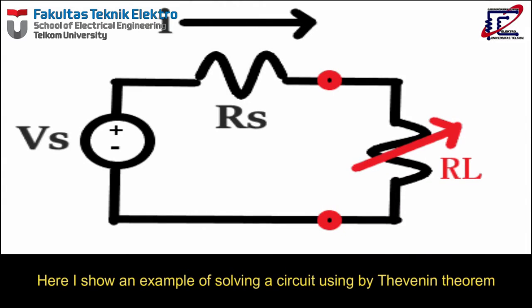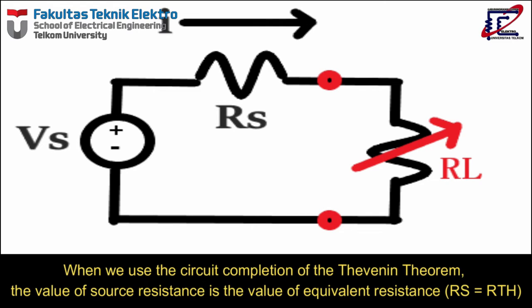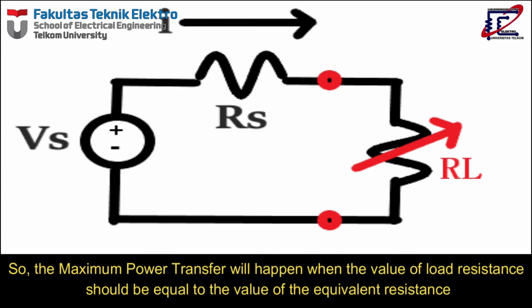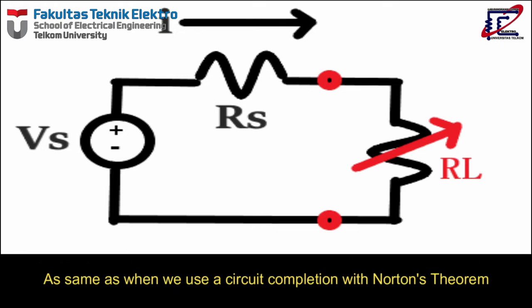Here, I show an example of solving a circuit using the Thevenin theorem. When we use the circuit solution of the Thevenin theorem, the value of source resistance is the value of the equivalent resistance. So, the maximum power transfer will happen when the value of load resistance is equal to the value of the equivalent resistance. The same applies when we use a circuit solution with Norton's theorem.